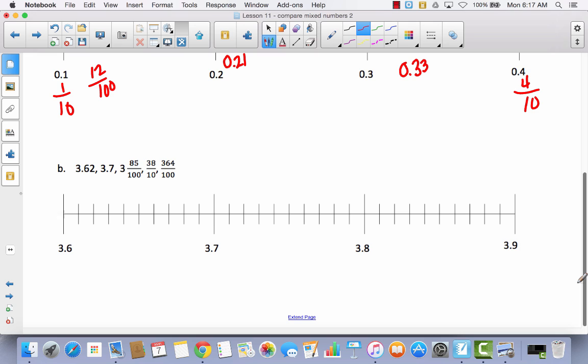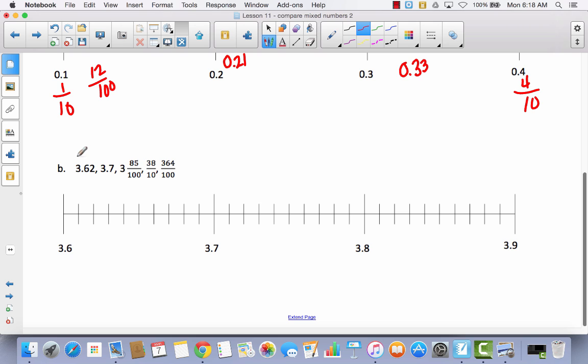Okay, let's take a look at B. All right, so this time we have some mixed numbers. You can see that these numbers are greater than 1. Okay, so we've got 3 6/10, 3 7/10, 3 8/10, 3 9/10. So again, this whole number line is only 30 tenths. So that means that each of these has a value of 1/100th, which is definitely going to make it easier for us to plot these on the number line.